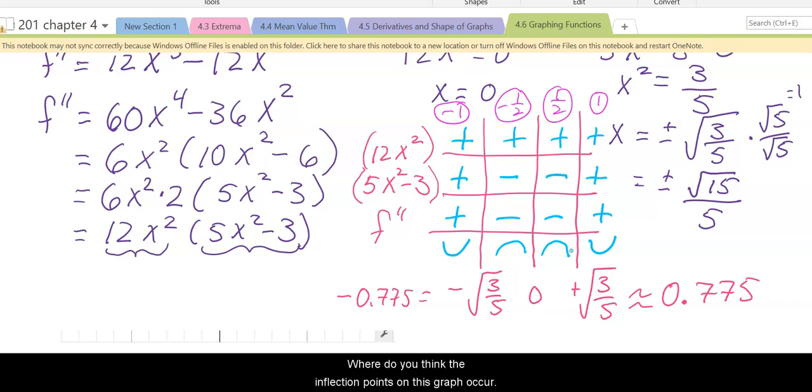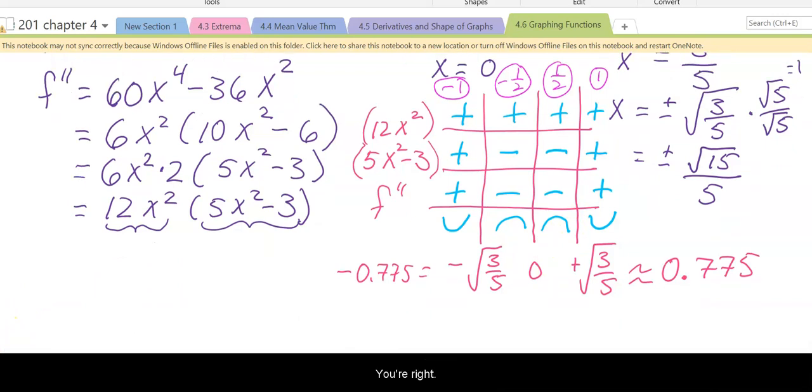Where do you think the inflection points on this graph occur? You're right. The inflection points will have to occur here at this value and here at this value. Note that 0 cannot possibly be an inflection point because it stays concave down on both sides of that.